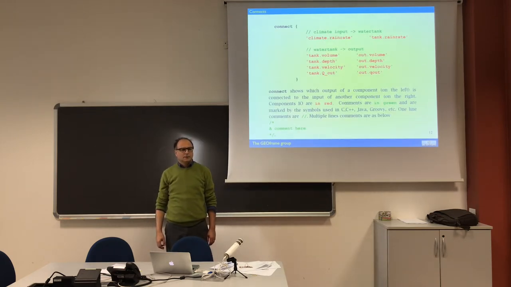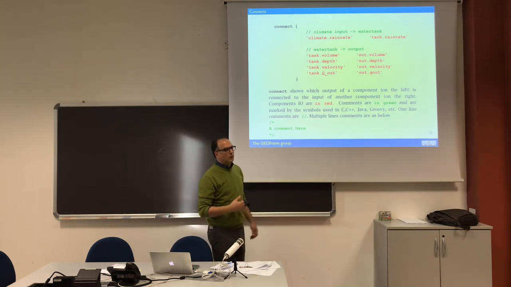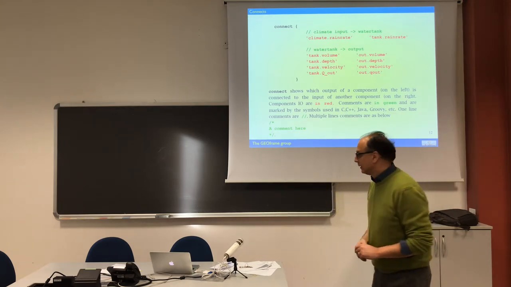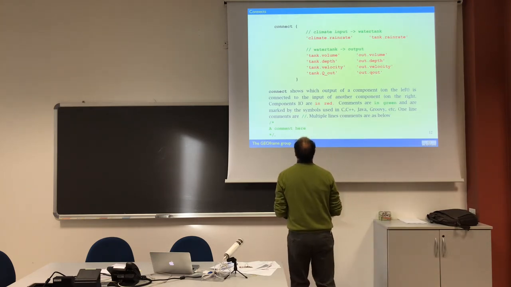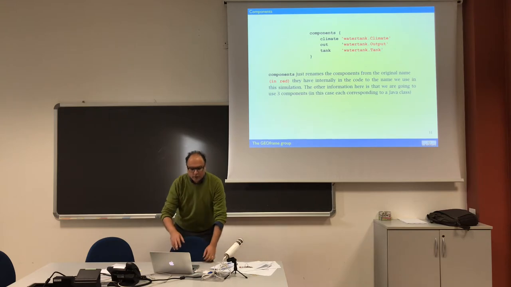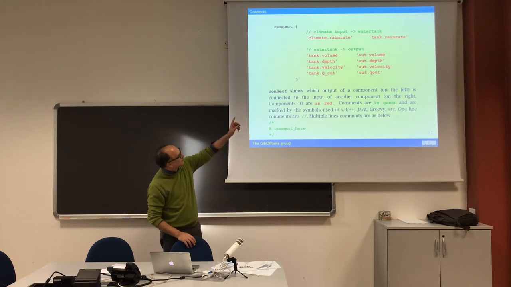Connect. This is probably the main part of the thing. In the sense that you have three components, but now you have to connect the components. Here it says that there is a climate rain rate. Okay, you see the black here, climate becomes here a red climate. It's the first before the dot: climate. Rain rate, inside the class there is a variable which is called rain rate.